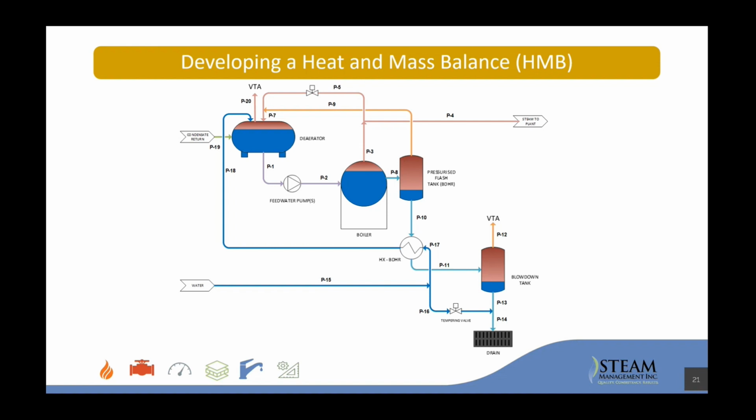It's typical for 2 to 5% of the boiler capacity to be lost through blowdown. So recovering some of that heat and that flash steam is a great opportunity. That's kind of what this system is. This flash tank and this heat exchanger are a blowdown heat recovery skid.